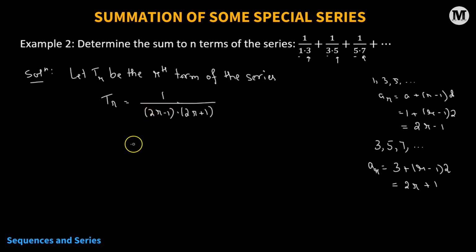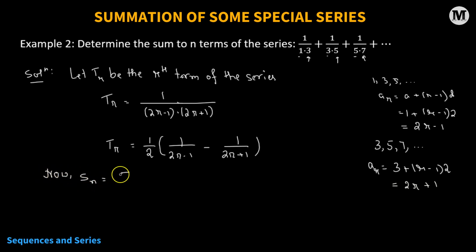And furthermore, we can again decompose it into two partial fractions. So we have 1 over the common difference, which is 2 here. So this is going to get multiplied by 1 over 2r minus 1 minus 1 over 2r plus 1. Fine. So we have successfully obtained the rth term of the series. Now we are ready to find the sum to n terms.